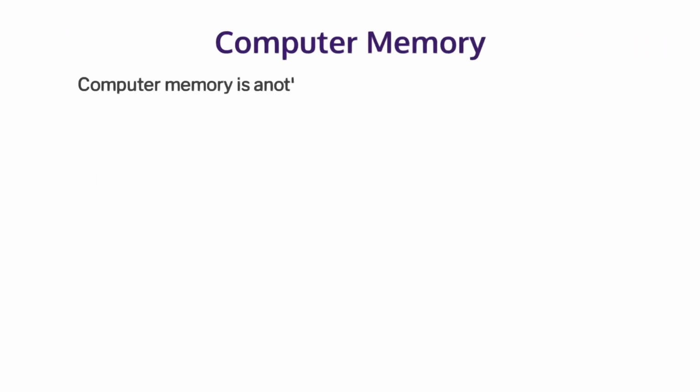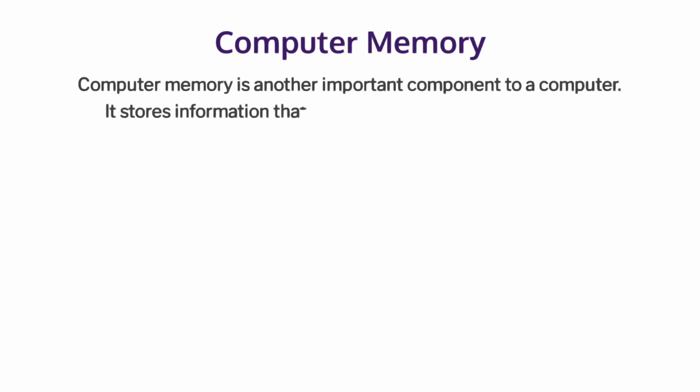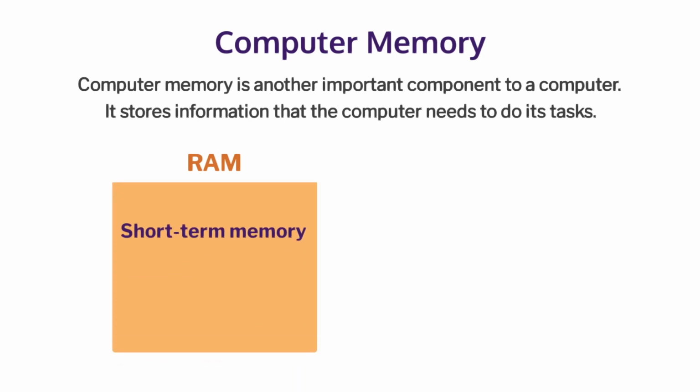Computer memory is another important component to a computer. It stores information that the computer needs to do its tasks. There are two kinds of memory: RAM, random access memory. Think of RAM as the computer's short-term memory. It's super fast but doesn't remember things when the computer is turned off. When you open a program, it gets loaded into RAM so the computer can quickly access and use it. Once you turn off the computer, everything in RAM is erased.